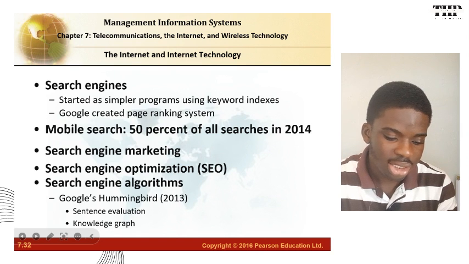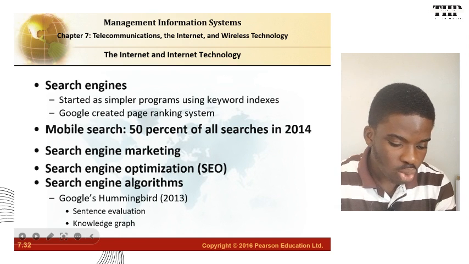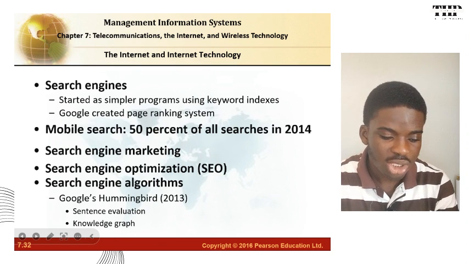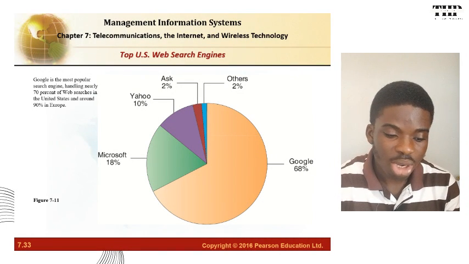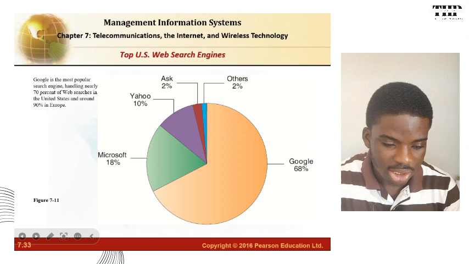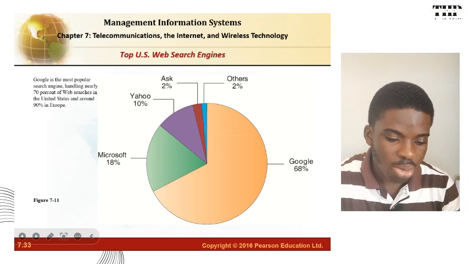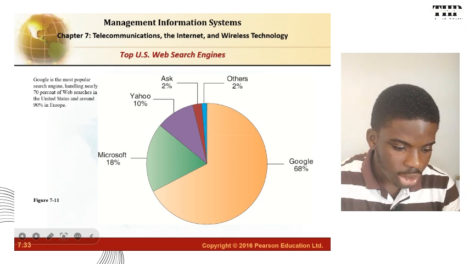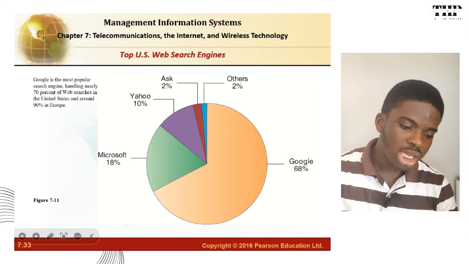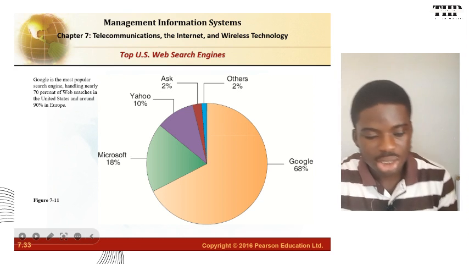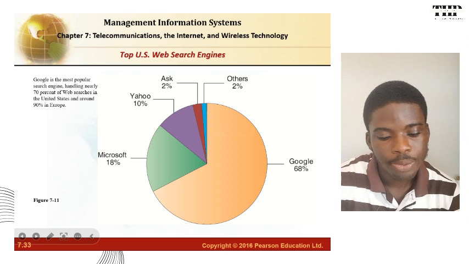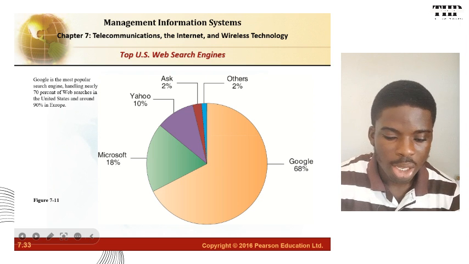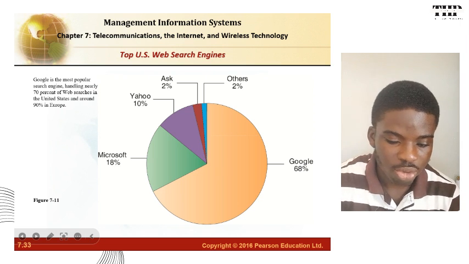And there is search engine marketing, search engine optimization, and search engine algorithms, right? Like Google's Hummingbird, which came in 2013. Then there's sentence evaluation and then the knowledge graph. These are all things that the internet comes with, right? So web search engines in the US: Yahoo, this is Yahoo.com, where 10% of the searches come from. Google is the most popular search engine, handling nearly 70% of web searches in the United States and 90% in Europe. So see, most people use Google. There are others at 2%, not that relevant, right?